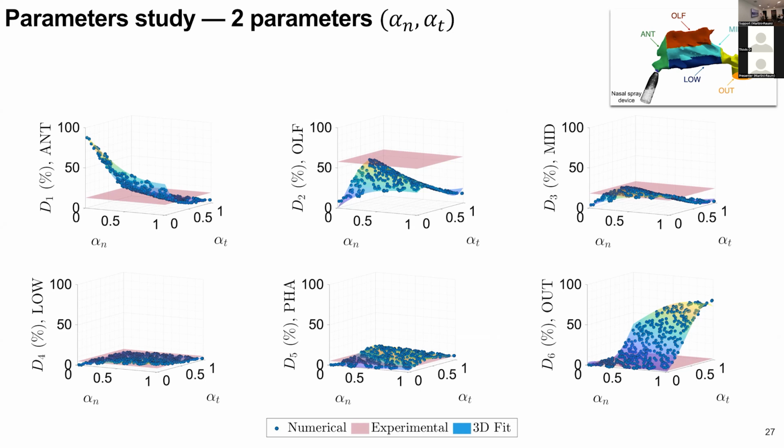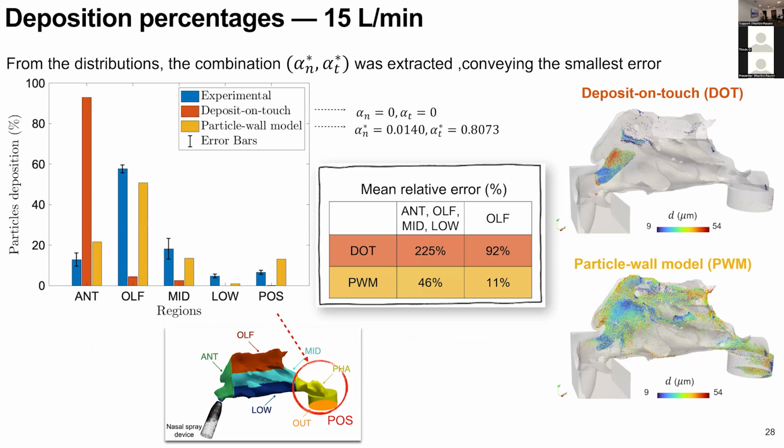So from this distribution, we extract the alpha N star, alpha T star combination, let's say, which conveyed the smallest error. If we look at this bar chart, we have in blue the experimental deposition results. In red, we have the results obtained with the deposit on touch condition. And in yellow, we have our new results with our new model with these alpha N and alpha T star parameters.